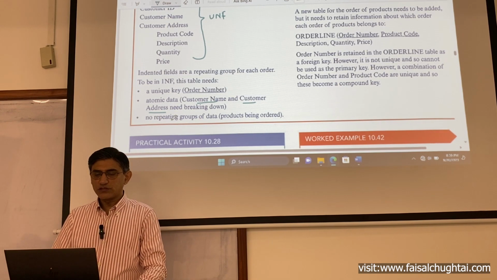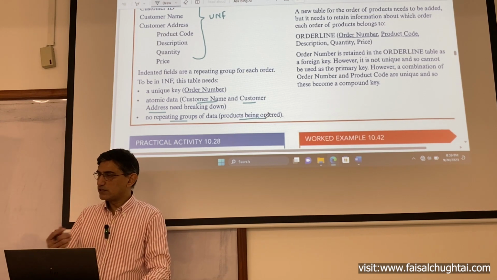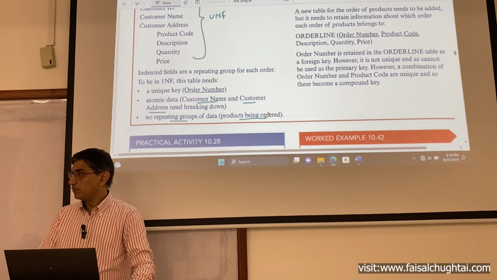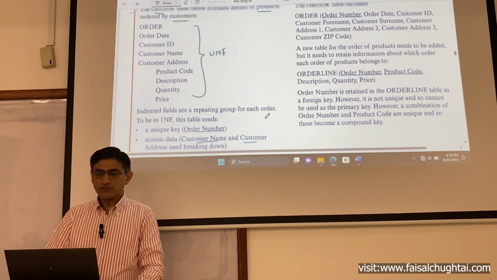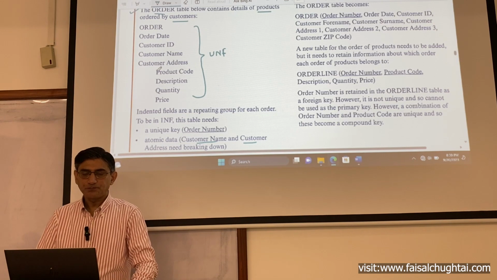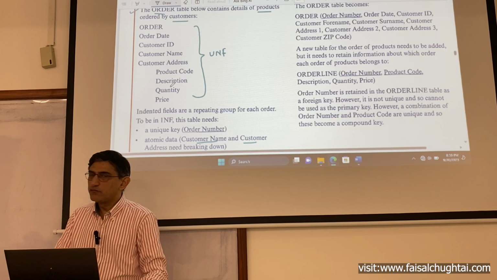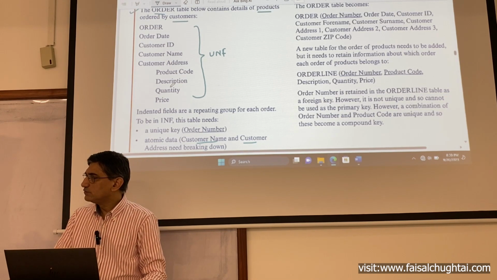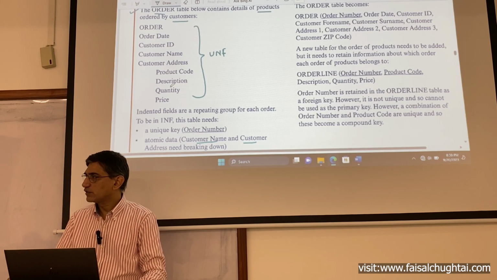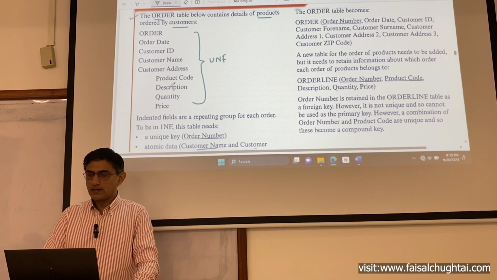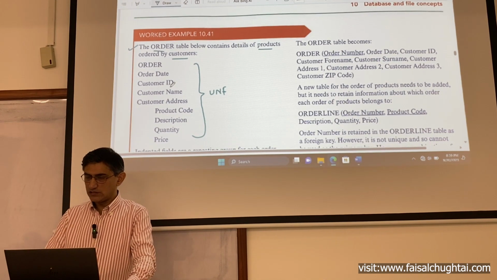No repeating groups of data. The products that are being ordered would be repeated, because if you look at this, a particular product may have to be repeated for one customer or more than one customer. That would create repeating groups of products. Okay, so what does the order table become after having done these changes?